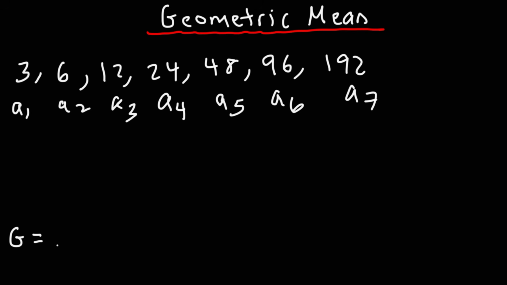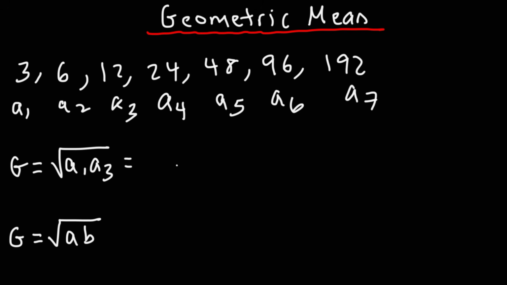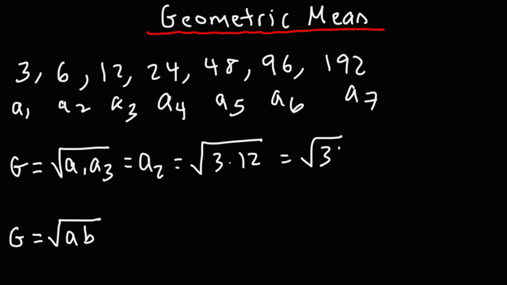The geometric mean of two numbers is the square root of the product of those two numbers. So if we want to find the geometric mean of, let's say, a1 and a3, we're going to get the middle term, a2. a1 is 3, a3 is 12, 3 times 12 is 36, the square root of 36 is 6, which is the value of a2.